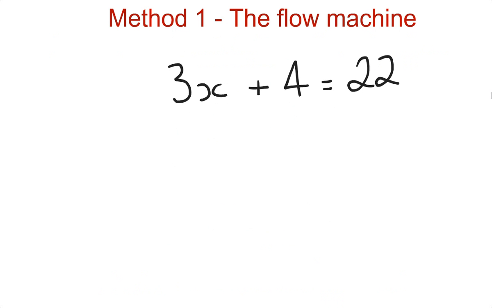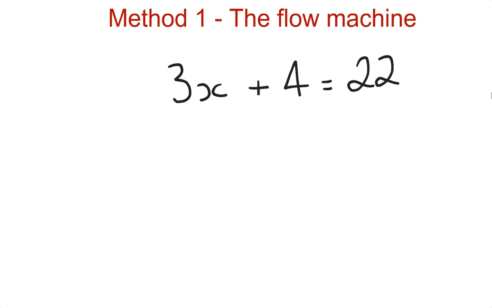Here we have the flow machine method. Now, this is a nice, easy method for solving an equation like this one here. However, it does not work if I put another x on this side of the equation. If we have 2 x's, one on this side and one on that side, it causes a real problem. So, just to warn you, this method does have its limitations. But anyway, let's get on with the method.